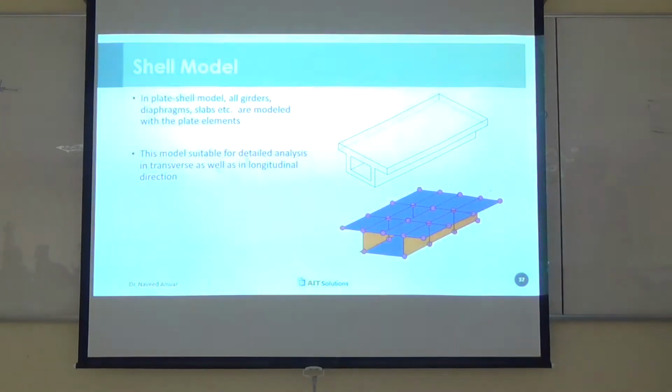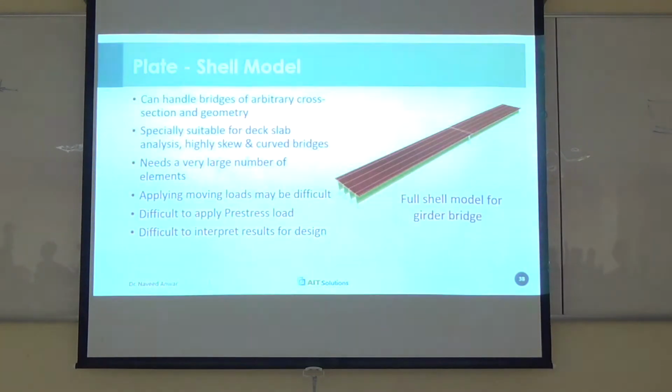These days, the bridge models are really quite comprehensive. If you look at them in CSI Bridge or bridge programs, they are very realistic. They have everything. They have anchors, they have cables, all those things. So this is the full shell model for a girder bridge, like I mentioned to you before. Full shell model, not plate shell, I should say shell model. And it can handle anything.